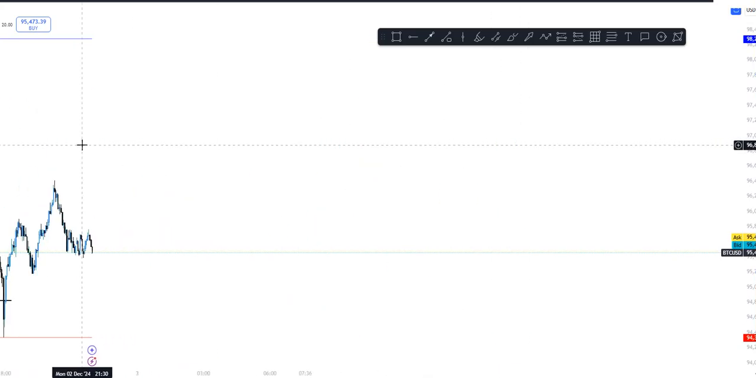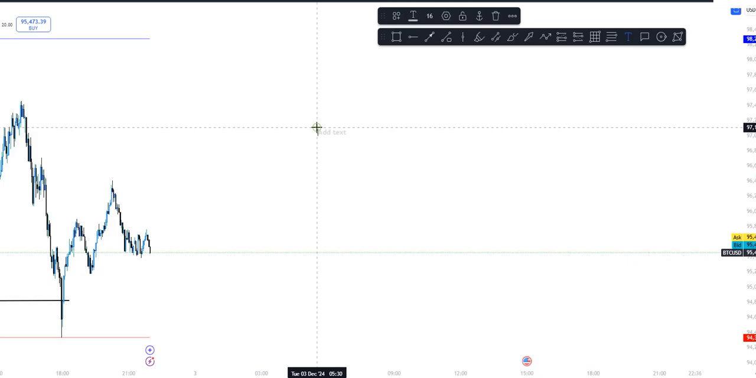So I'm going to move this chart here. So here is the plan. Again, we're going to see how the plan works and so on and so forth.